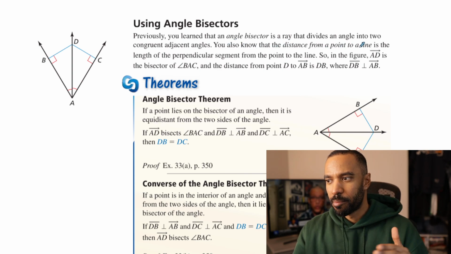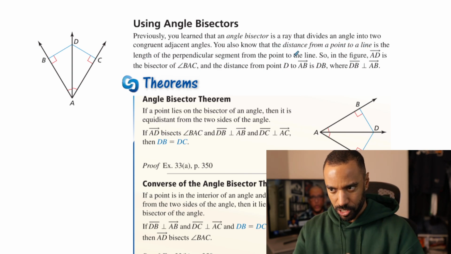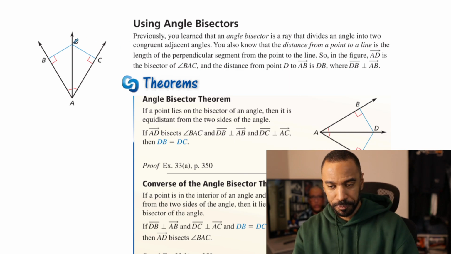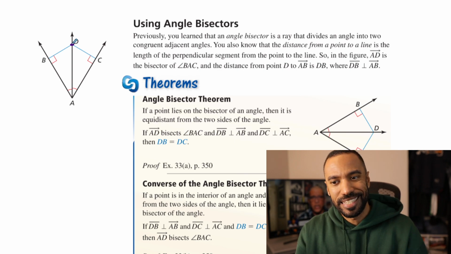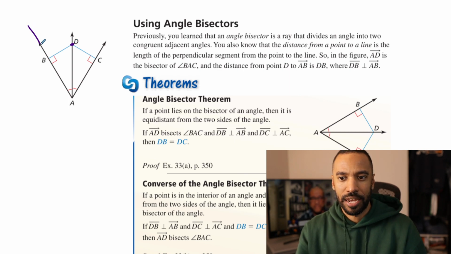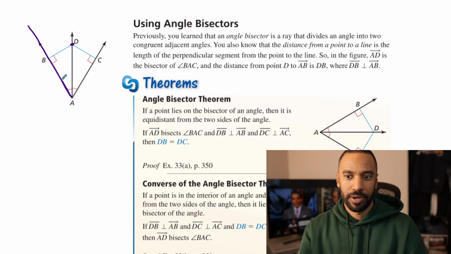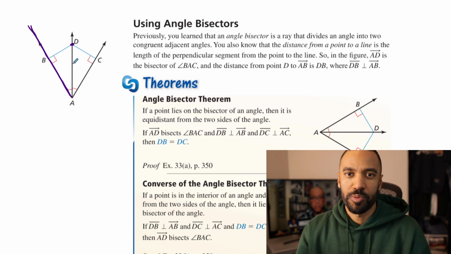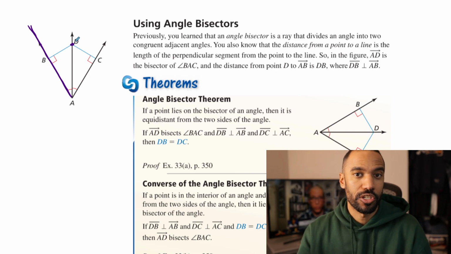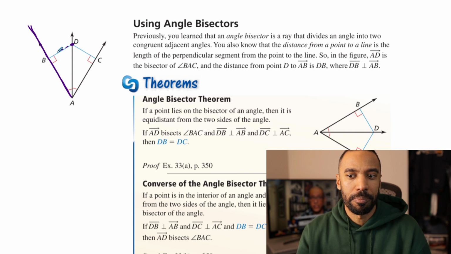You also know the distance from a point to a line is the length of the perpendicular segment from the point to the line. What they're saying is, if D is a point, I want the distance from D to this AB line right here. How do we calculate a distance if there's an infinite number of points on a line? Technically, the distance we're supposed to be measuring is the shortest distance. And what's the shortest distance? It's always the perpendicular distance.